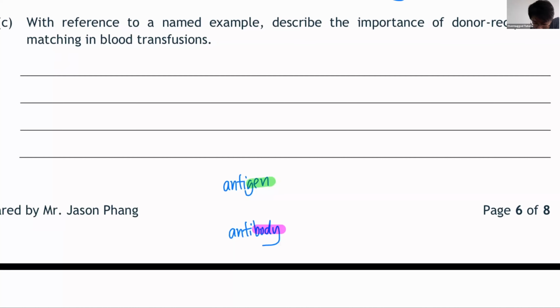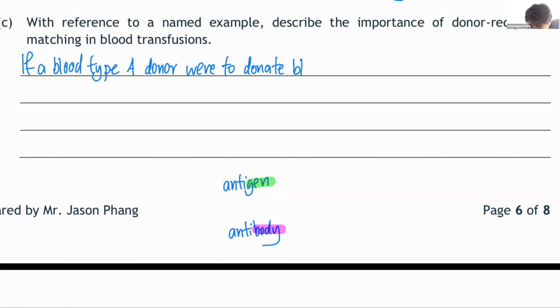Okay, so we will start with the antigen portion. If a blood type A donor was to donate blood to a blood type O recipient, it is antigens A, not antigen A's. Okay, antigens A.